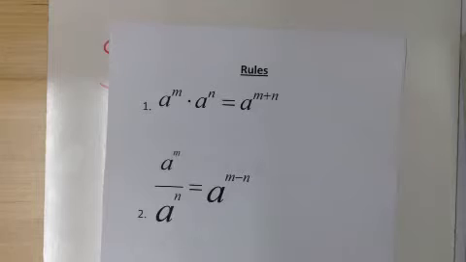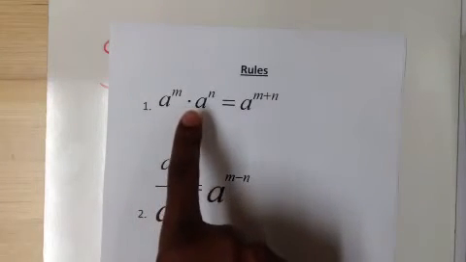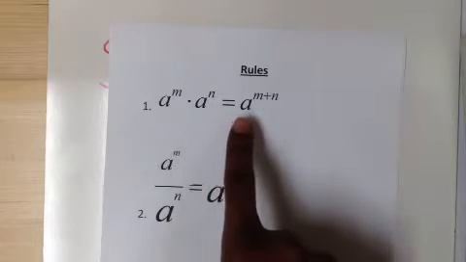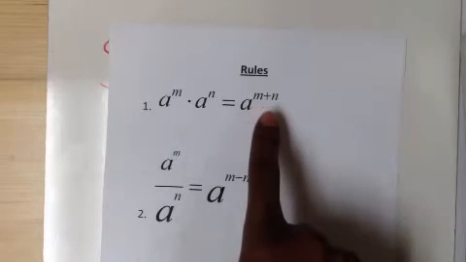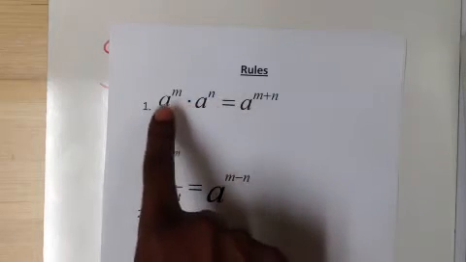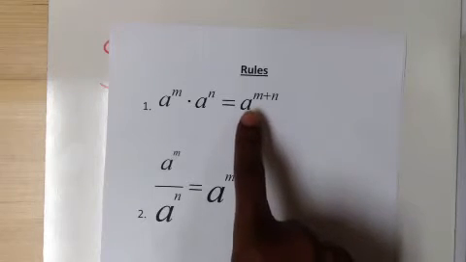Number 1, multiplying powers with the same base. If I have a to the m power times a to the n power, what I will get is a to the m plus n power. So what we state as our rule is that when I'm multiplying powers with the same base, I add their exponents.